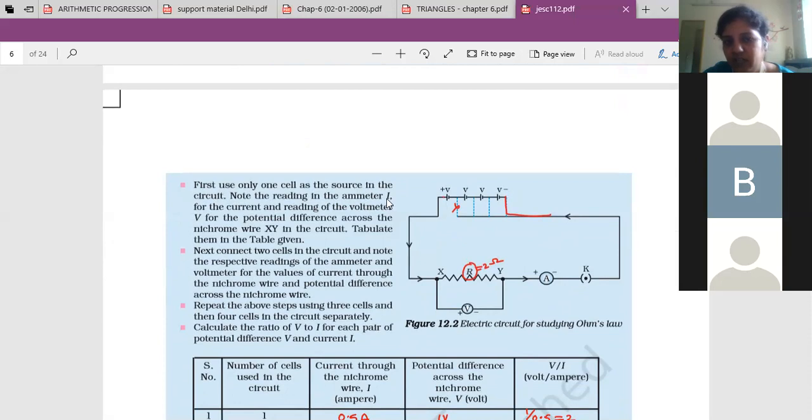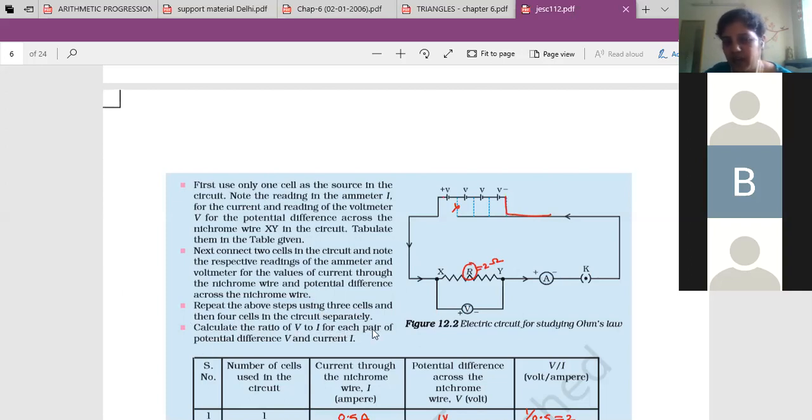Note the readings in the ammeter I for the current and the reading of the voltmeter V for the potential difference across the nichrome wire XY in the circuit. Tabulate them in the table given. Next, connect two cells in the circuit and note the respective readings of the ammeter and voltmeter for the values of current through the nichrome wire and potential difference across the nichrome wire. Repeat the above steps using 3 cells and then 4 cells in the circuit separately.